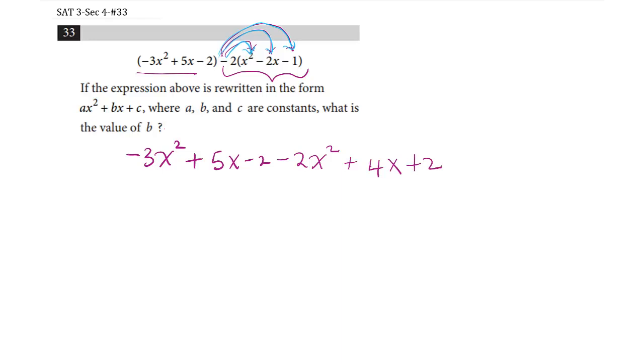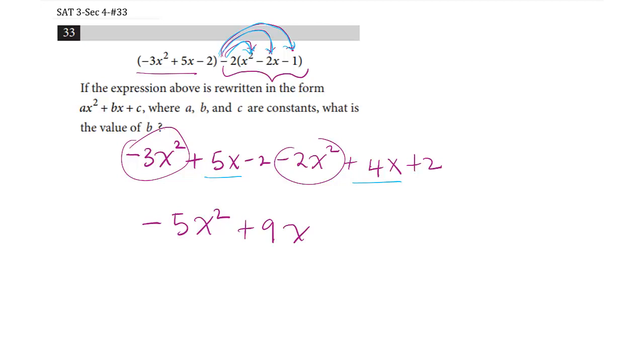Next, we'll find like terms. And the first one is negative 3x squared minus 2x squared. That happens to be negative 5x to the second. Next, we've got 5x plus 4x. That becomes 9x. And last but not least, we've got negative 2 plus 2. Those, of course, cancel out, so we just go ahead and get rid of those. And our answer is this.